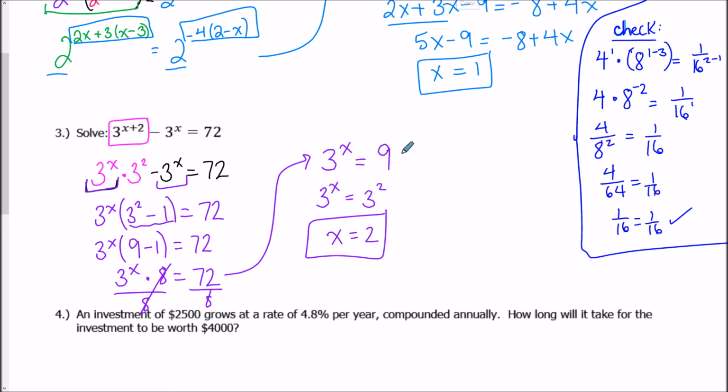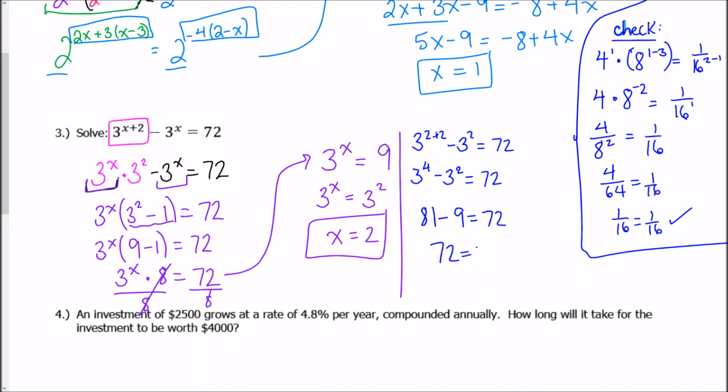Okay, and same thing, we can do a check just to see what happens. So for my check right here, I would do 3 to the power of 2 plus 2 minus 3 to the power of 2 equals 72. Okay, so I get 3 to the power of 4 minus 3 to the power of 2 equals 72. Then I get 81 minus 9 is 72, which is true that 72 equals 72. So x equals 2 is the solution to this equation right here.